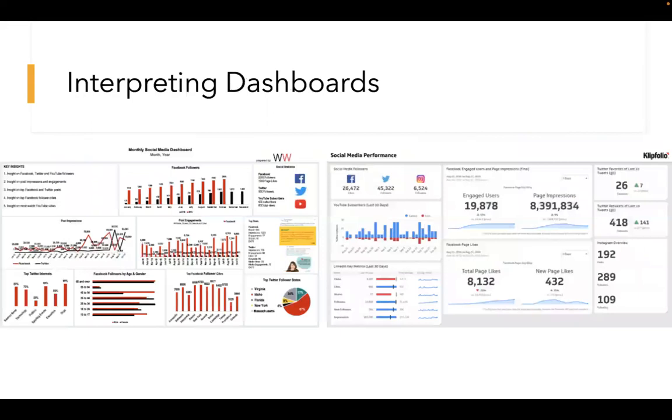And lastly, we have just interpreting dashboards. And if you don't know what a dashboard is, it's basically just a figure with all of your social media analytics in one place in an organized way, for you to look at.